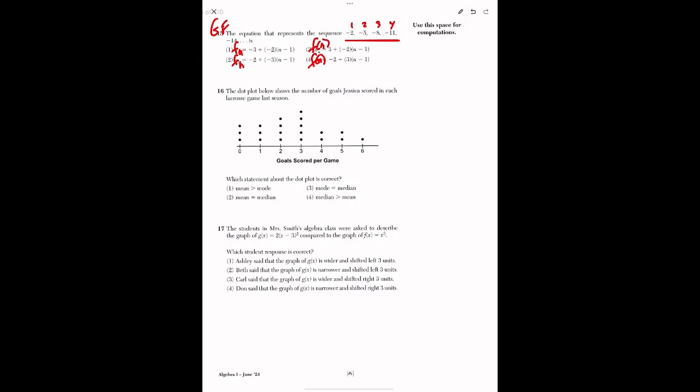This one, you just have to know the definition of mean, mode, and median. The calculator will create a dot plot, but for this one, you just have to know those words. This one, they've given us 2 functions, so we're just going to graph them as functions and compare them. We're literally going to compare them.